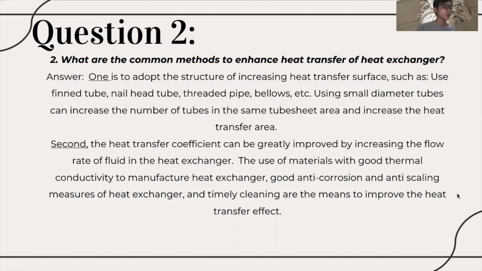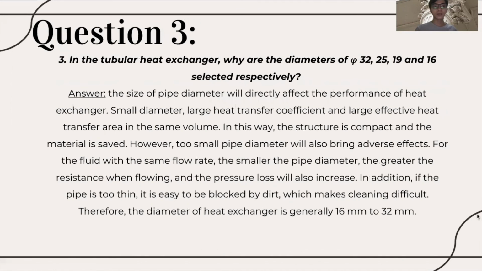So question 2, what are the common methods to enhance heat transfer of the heat exchanger? And I'll make this brief. So one is to adopt the structure of increasing heat transfer surface. And secondly, the heat transfer coefficient can be greatly improved by increasing the flow rate of the fluid in the heat exchanger. So question 3, in the tubular heat exchanger, why are the diameters of 32, 25, 19, and 16 selected respectively?